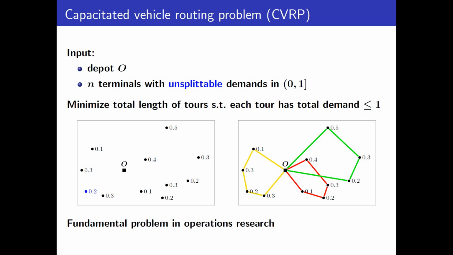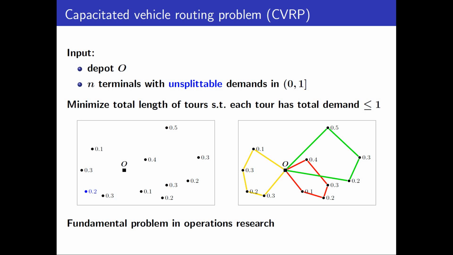We are given a depot O and a set of n terminals. Each terminal has an unsplittable demand in (0, 1]. The demand of a terminal cannot be split. You mean if you need to deliver a package to some address, you are not allowed to open it and split it into several pieces and deliver them separately? Yes, that's what unsplittable means.